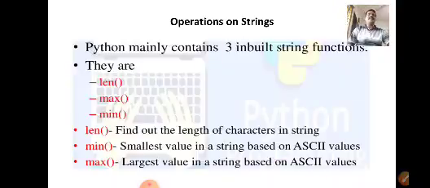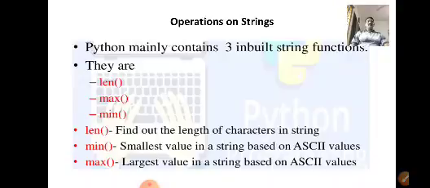Here, operations on strings. Python mainly contains 3 built-in string functions. They are length, maximum, then minimum. The length function finds the number of characters in a string. The minimum function gives the smallest value in a string based on ASCII values. The maximum function gives the largest value in a string based on ASCII values.